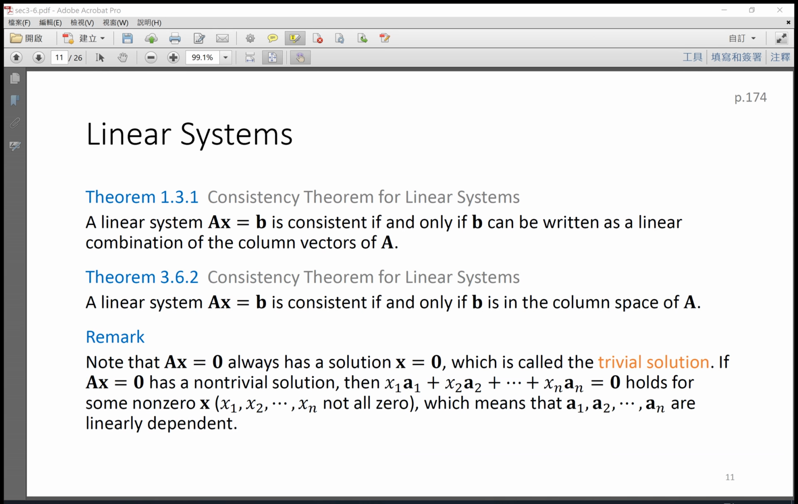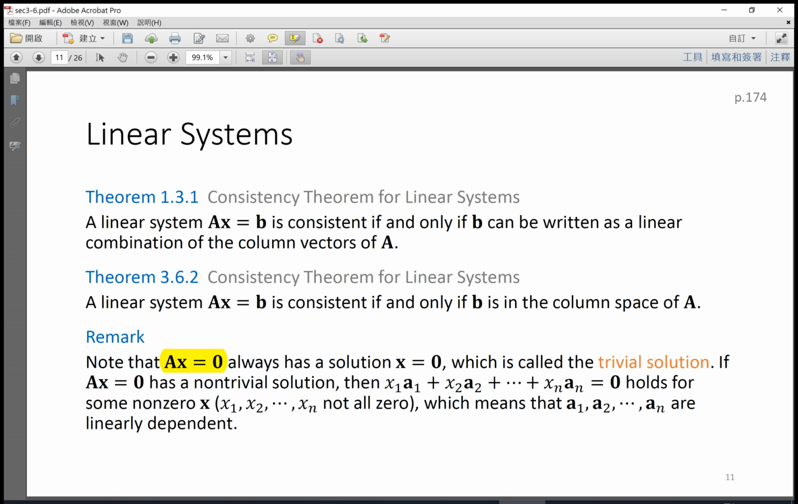Next, let's consider the homogeneous equation AX equals the zero vector. This equation is a special case of the linear equation Ax equals b by setting the vector b as the zero vector. We can use Theorem 3.6.2 to infer that Ax equals 0 always has a solution, because the zero vector is always in the column space of A.